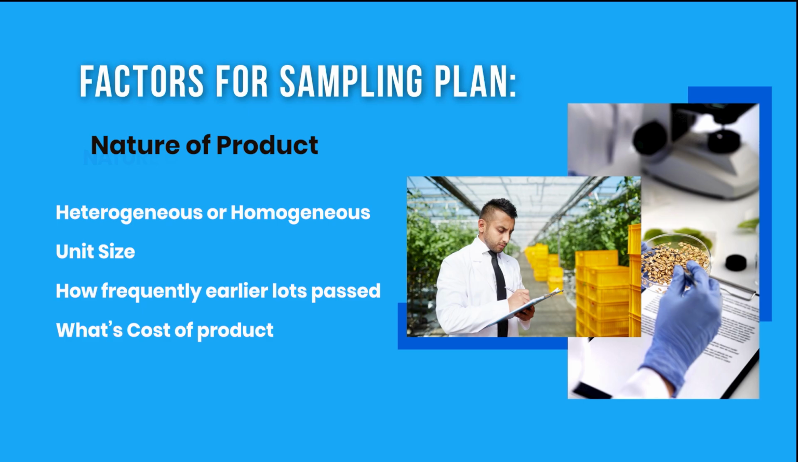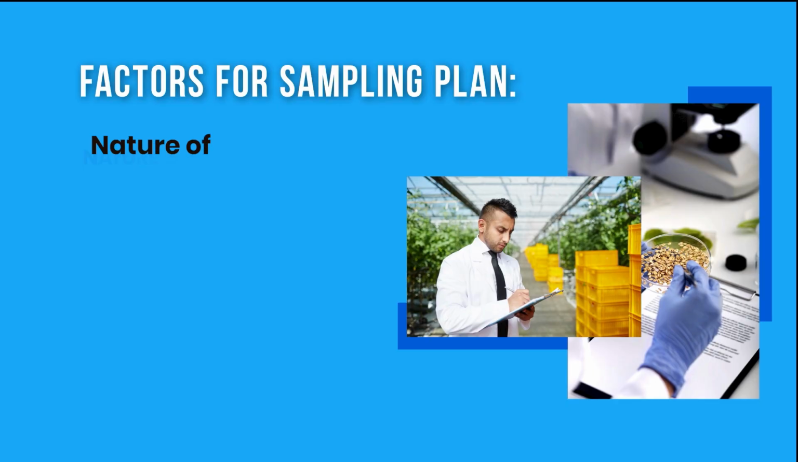In the case of, for example, a product which has been tested earlier, about which we know, which is known for its quality, then how frequently earlier lots had passed and how frequently they were rejected, that also will play a role in sampling. What is the cost of the product? Of course, it is important, but it is not important when we are talking about health and hazards involved in the sample, the lot that is to be accepted or rejected. Now, the next one is nature of the test method.